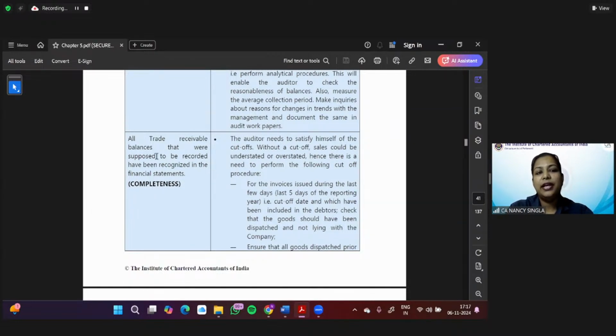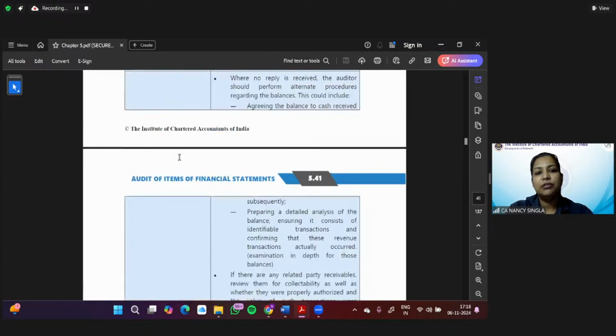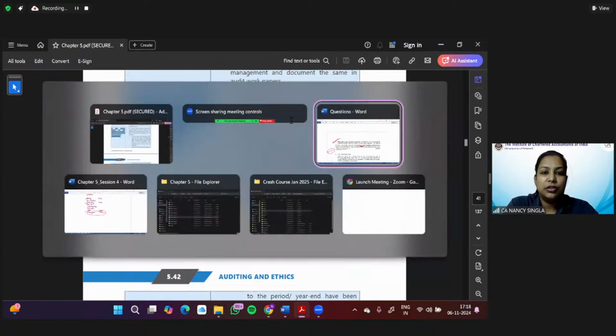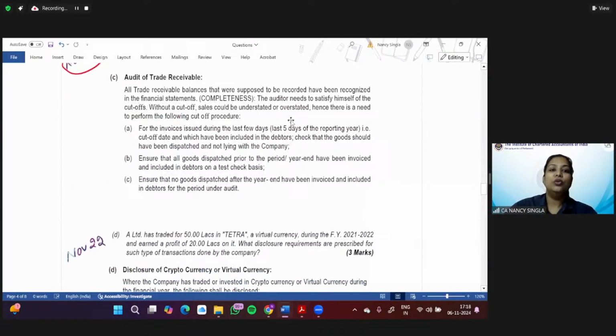So all trade receivables. We are on page number 5.41, the last box. All trade receivable balances that were supposed to be recorded have been recognized in the financial statement, the completeness. So what will the auditor do? The auditor needs to satisfy himself of the cutoff. With cutoff, the sales could be understated or overstated. Here there is a need to perform the following procedures.